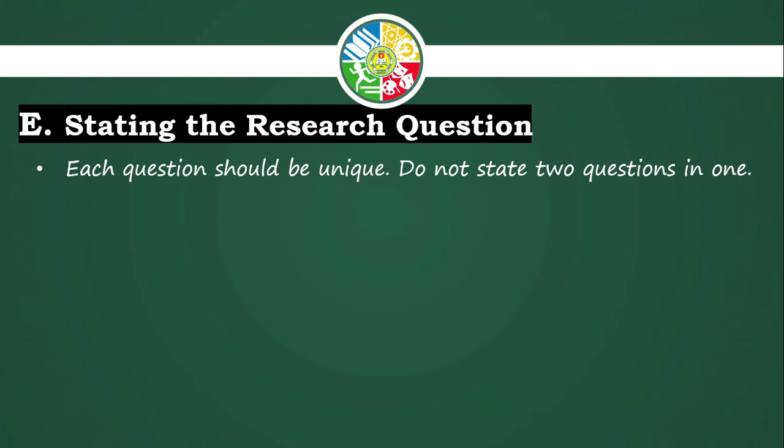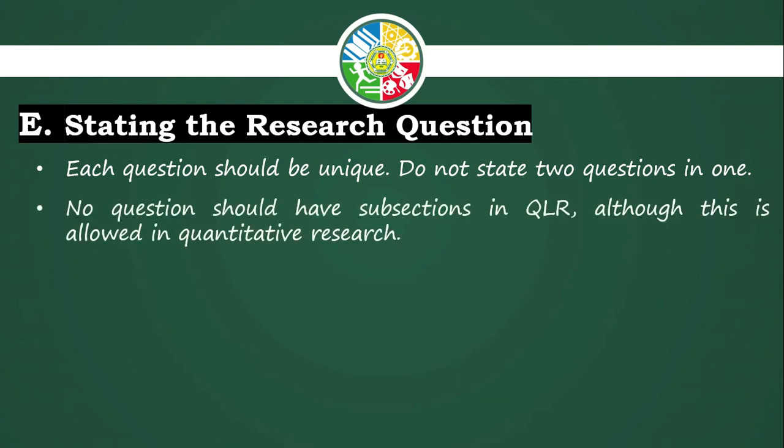Do not state two questions in one. For example, in item number 1, we should put only one question. So, one question at a time per number. No question should have subsections in qualitative research, although this is allowed in quantitative research.